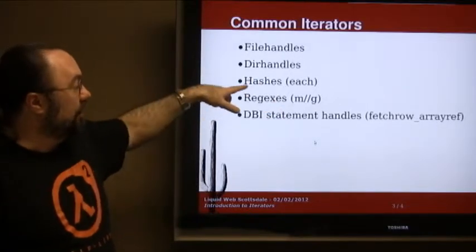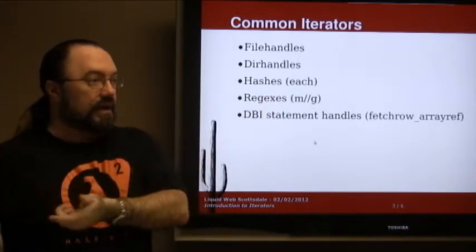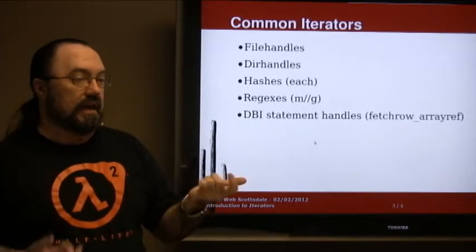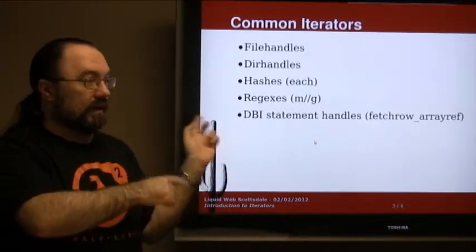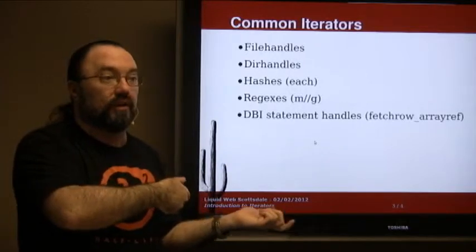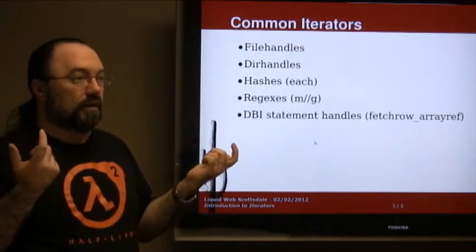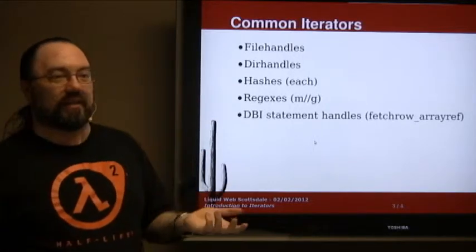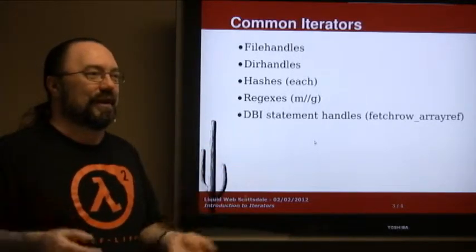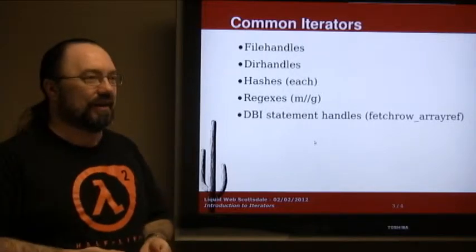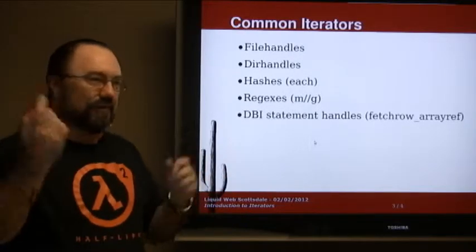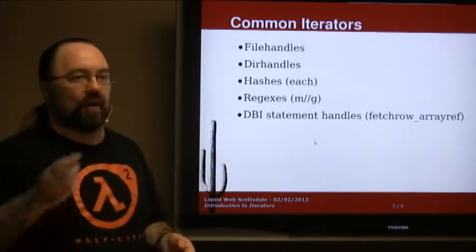Hashes. If you use each on them, you remember each gives you back the key and the value. So that's an example of what I said earlier, that you may actually return more than one value. Well, that's an example of one that does. But obviously you know that because you read the documentation on each, and so each returns a key and a value. And again, in scalar context, if you're in a list, it's just going to give you one at a time, right?